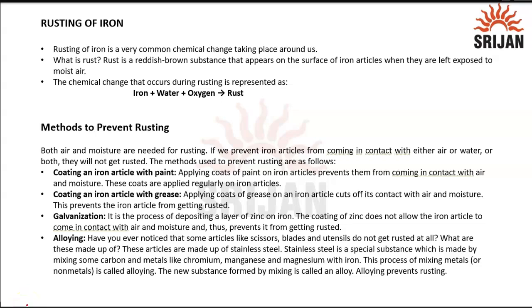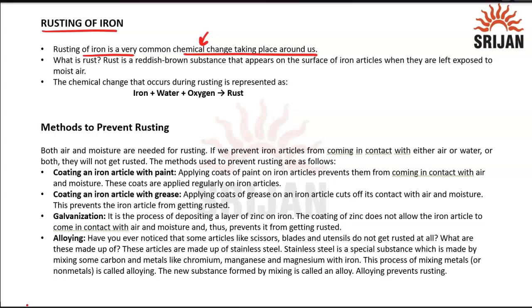In this video, we will be talking about the rusting of iron. We will talk about what rusting is and how the rusting of iron takes place. Rusting of iron is a very common chemical change that takes place around us. The important part is that it is a chemical change. But what exactly is the rusting of iron?